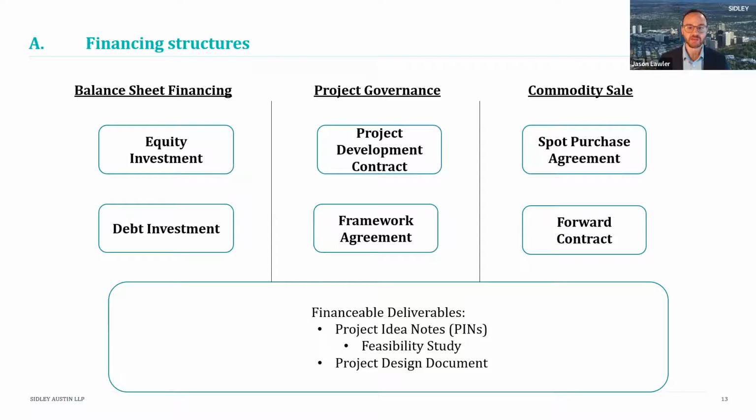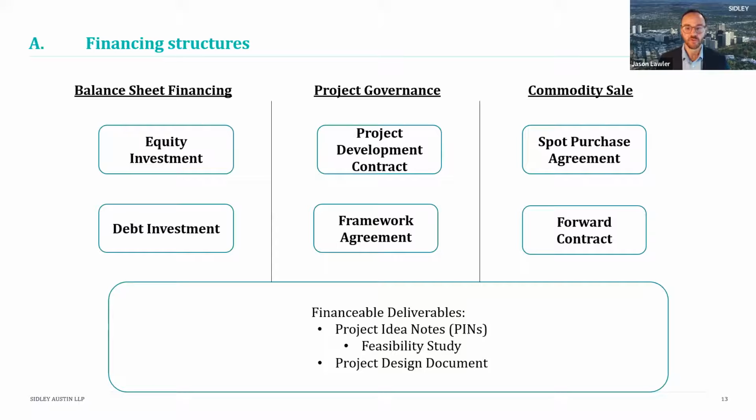So underlying these three different kinds of structures are just a few sort of deliverables I wanted to highlight that you might hear about if you're discussing a potential carbon credit investment. So the difference between these three deliverables, project idea notes or PINs, feasibility studies, and a final sort of project design document, is essentially the stage of development of the project.